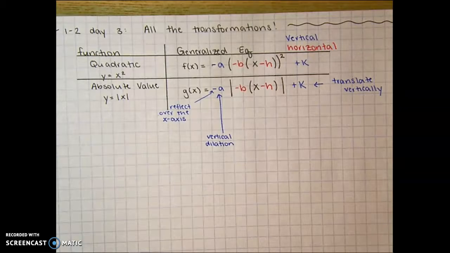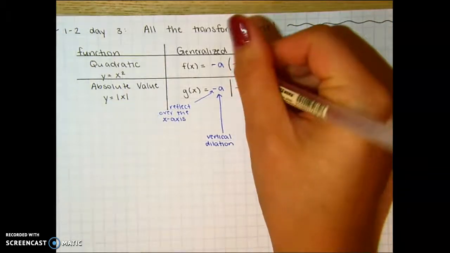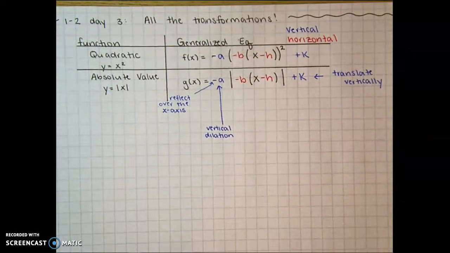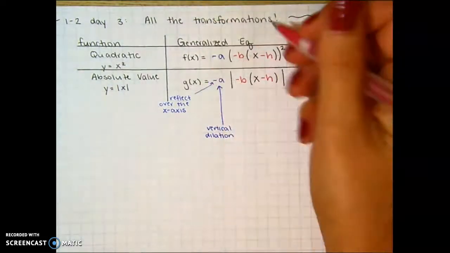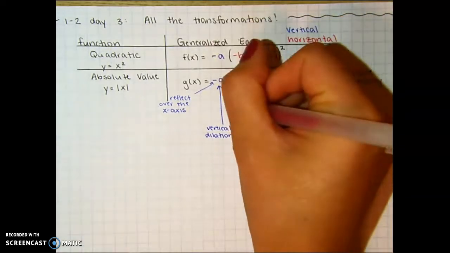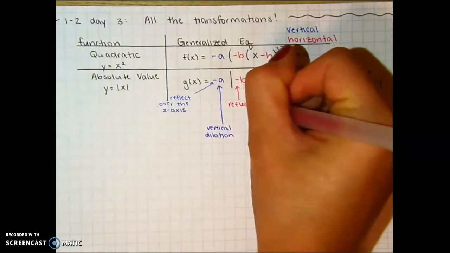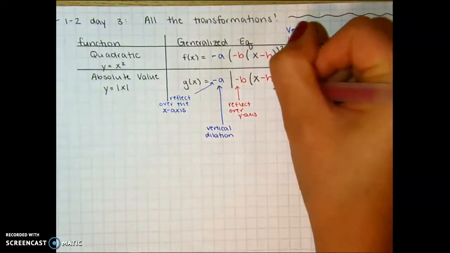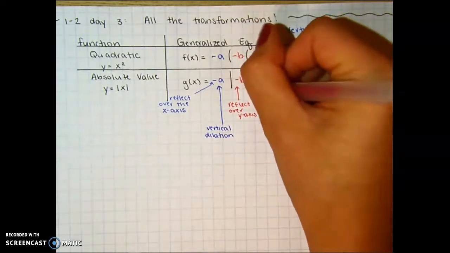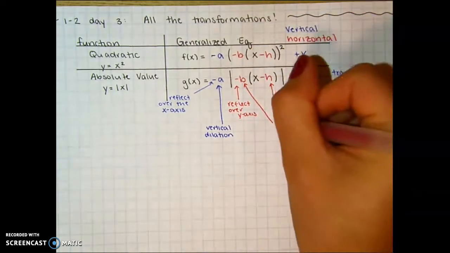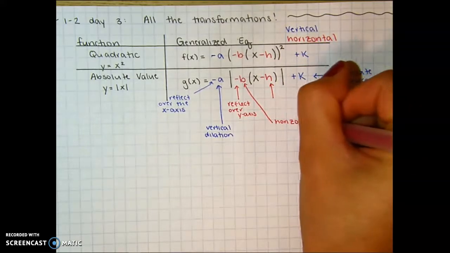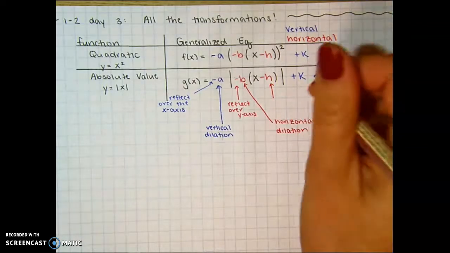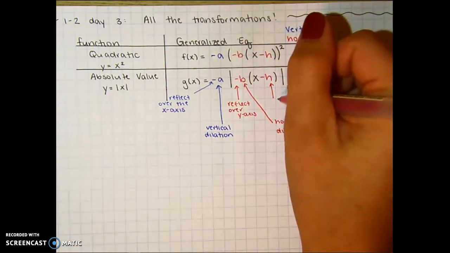Inside the parentheses, though, is a little bit different. Reflections are the same, although it doesn't really matter for these because they're quadratic and absolute value, and since they're symmetric, a reflection over the y-axis looks the same. We can still write it. So the negative is reflect over the y-axis. H, oops, I forgot b. B is a horizontal dilation. And h is a horizontal translation.